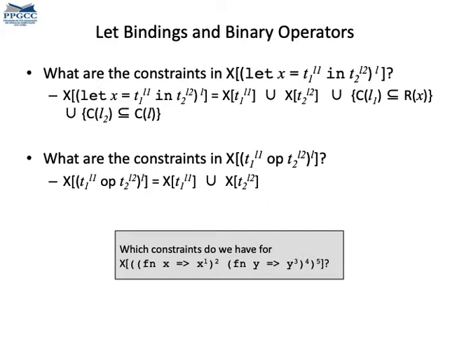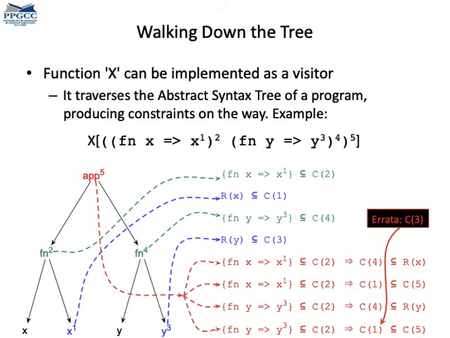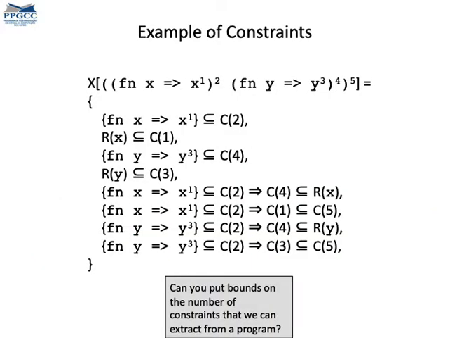Anyways, now let's see how we generate constraints for this example program here on the bottom. Here are the constraints that we produce for this program. Notice that the function that we showed before, called x, traverses the abstract syntax tree of the program, and for each node it produces some constraints, which I'm showing in the figure. Here are the constraints in set notation. We have 8 constraints in total, 4 conditional and 4 unconditional.